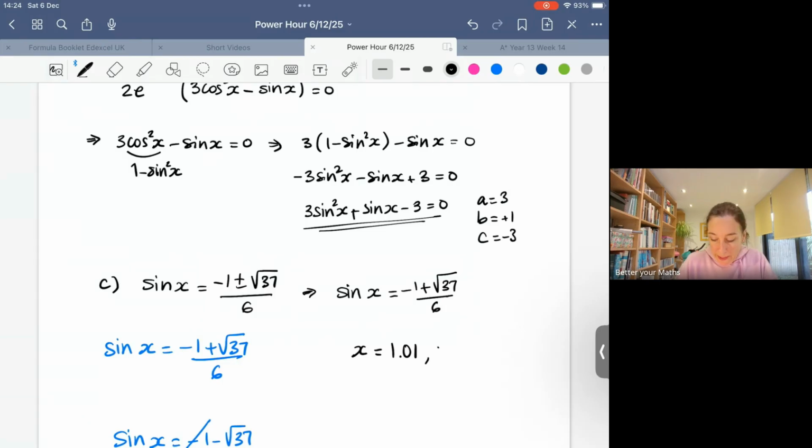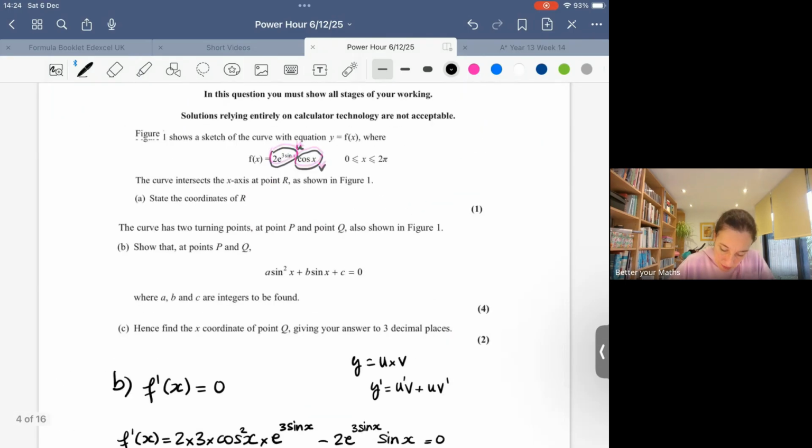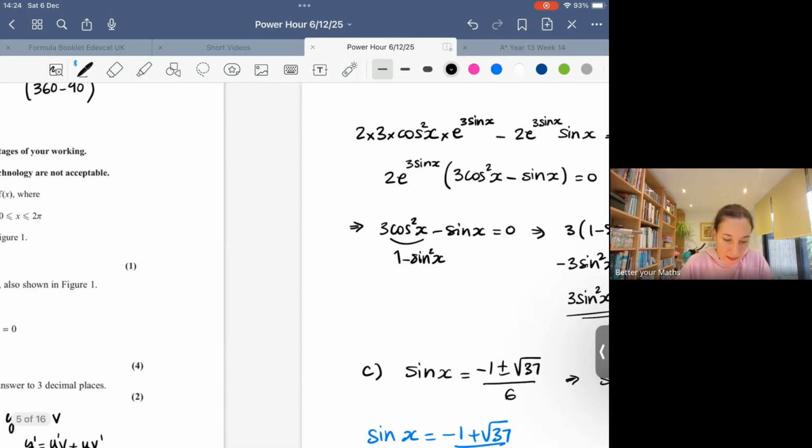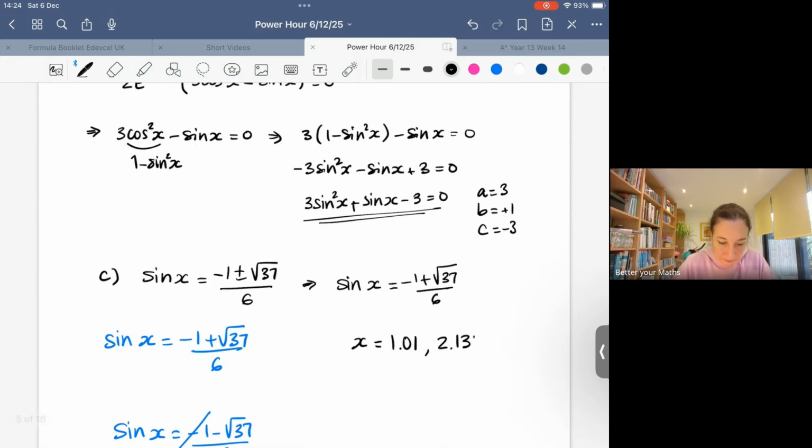which is 2.13. Check if we have to round to anything in particular. 3 decimal places, so I'm going to keep 1 more decimal. Radians, and that's the one that corresponds to that point, to the second point. So this would be the first maximum, this would be the minimum.